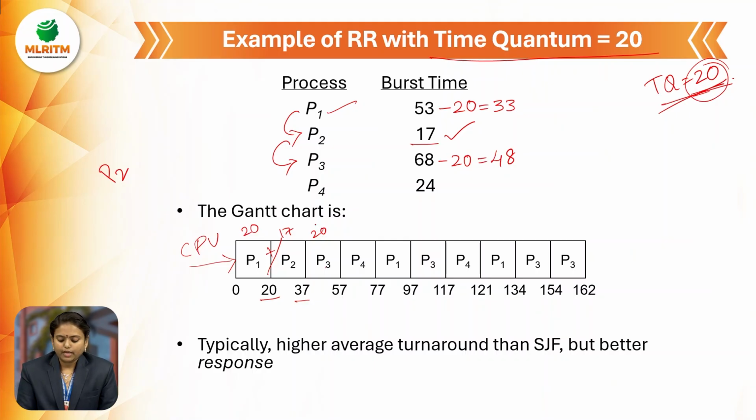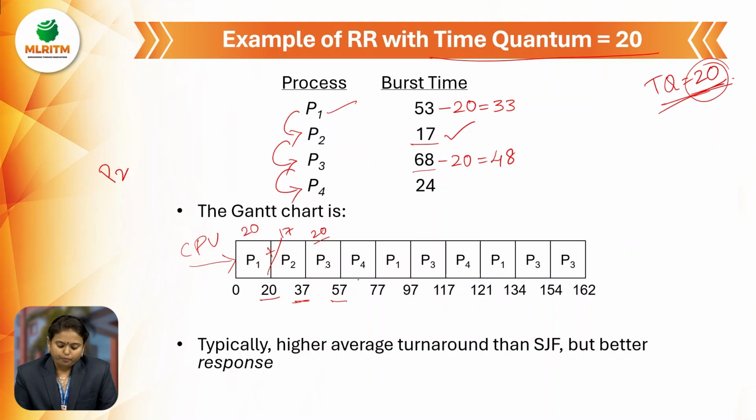Again here, what is the time quantum for P3? 20. Still it is not executed because the burst time is 68. So what is the waiting time of next process? 37 plus 20. That means 57. Then next process is what?